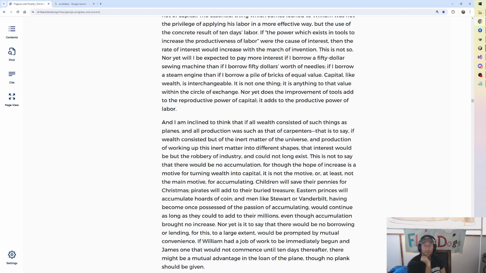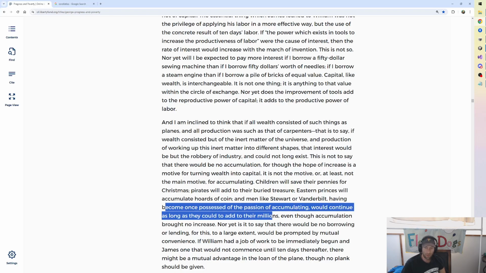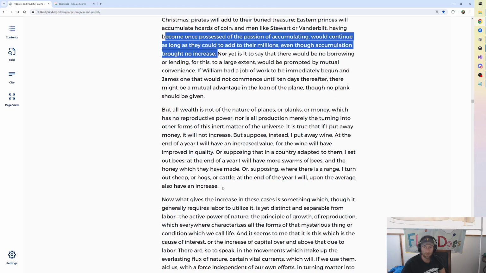That is not to say that there would be no accumulation, for though the hope of increase is a motive for turning wealth into capital, it is not the motive, or at least not the main motive, for accumulating. Children will save their pennies for Christmas, pirates will add to their buried treasure, Eastern princes will accumulate hoards of coin, and men like Stuart or Vanderbilt, having become once possessed of the passion of accumulating, would continue as long as they could add to their millions, even though accumulation brought no increase.